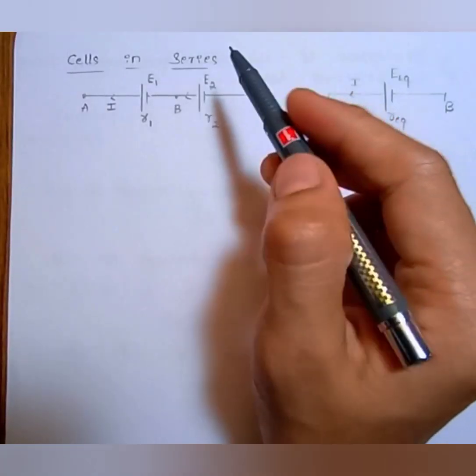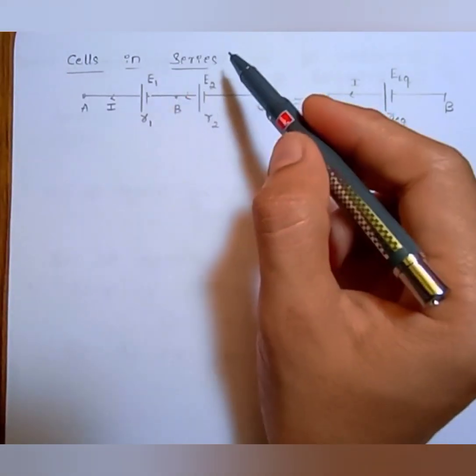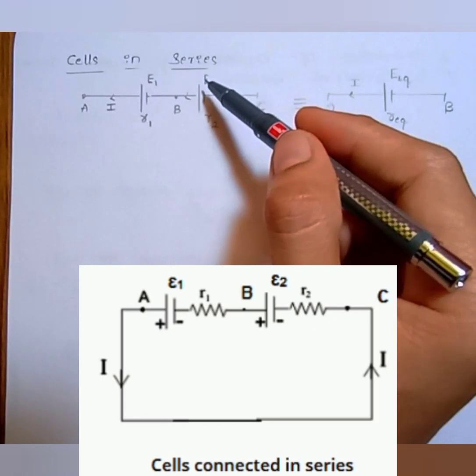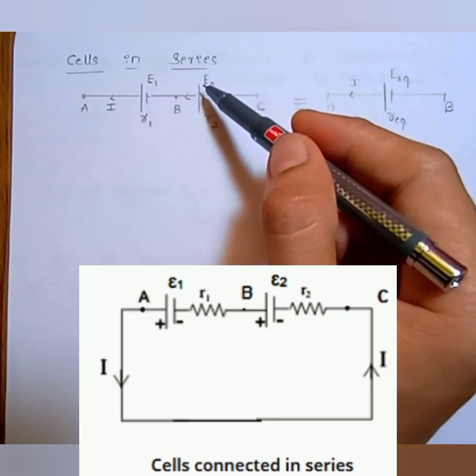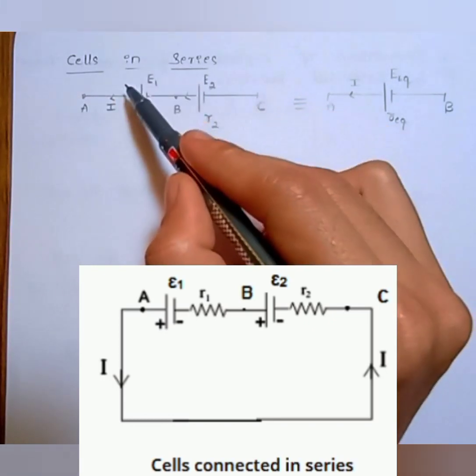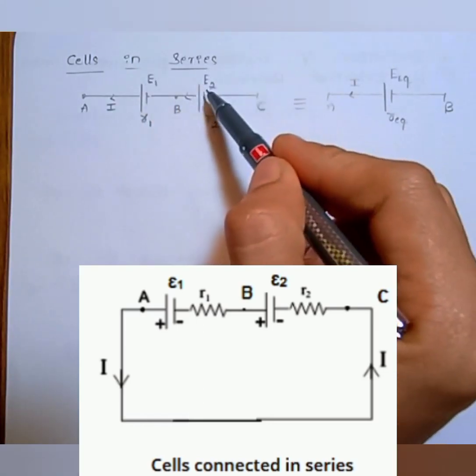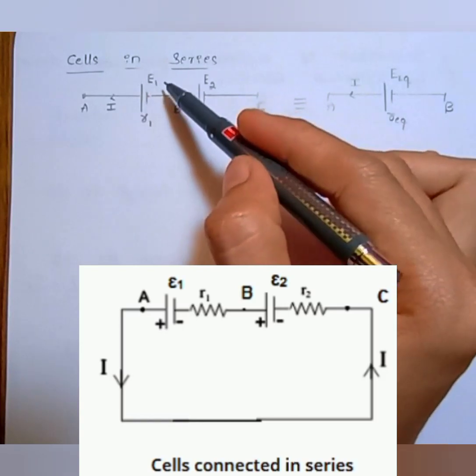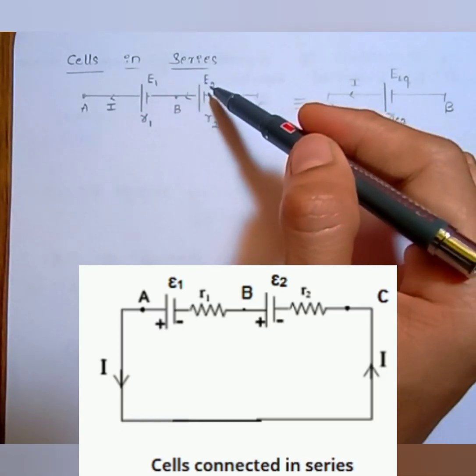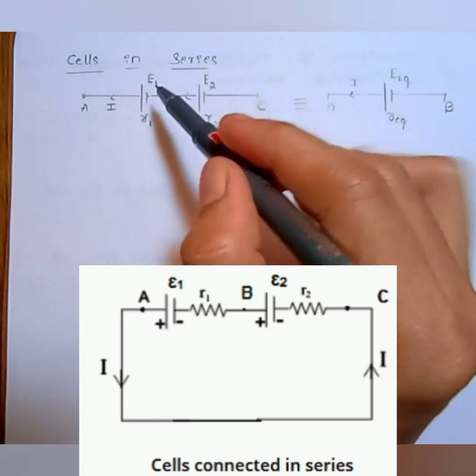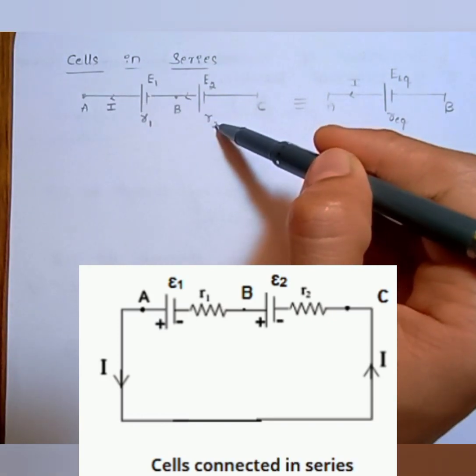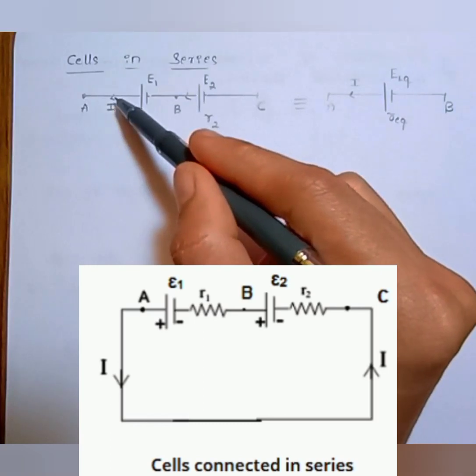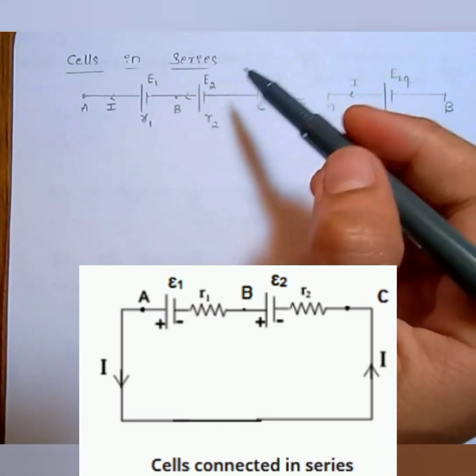Let us see the derivation for cells in series. To increase the voltage, EMF, or potential difference, a number of cells are connected in series. Here, let us consider two EMFs, E1 and E2, which are connected in series. R1 and R2 are the internal resistances. I is the current flowing through the cells.